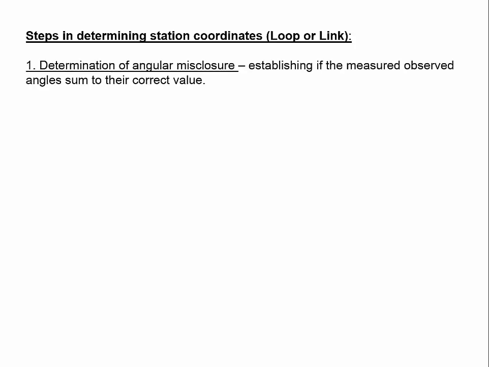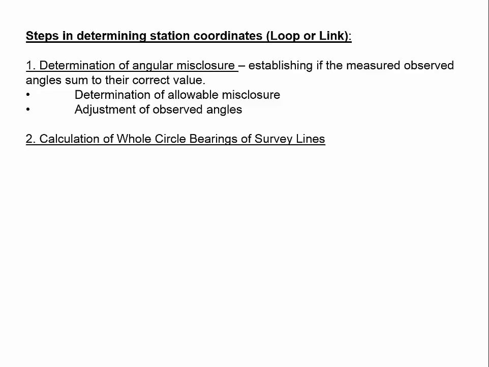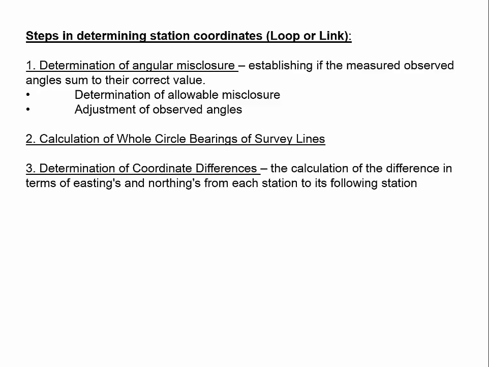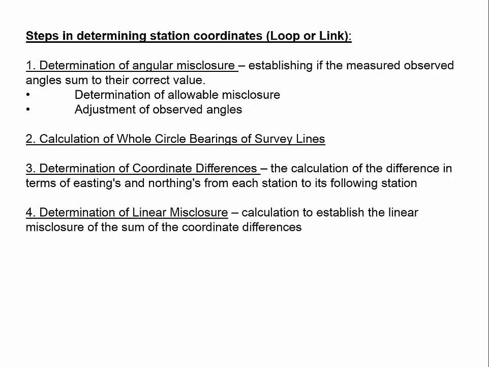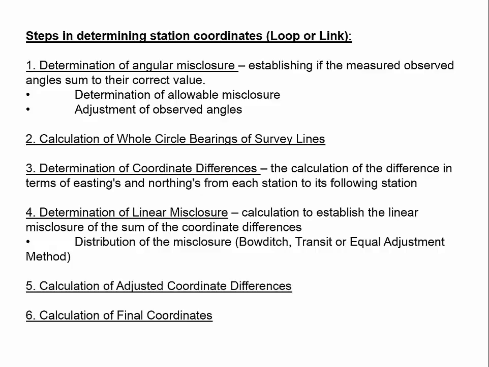So first of all, work out angular misclosure. We then work out the whole circle bearings of those lines, work out the coordinate differences, then work out what the misclosure is between those coordinate differences, work out the adjusted coordinate differences, and calculate final coordinates. The only steps that change between loop or link are really steps 1 and steps 4. The others are all the same.